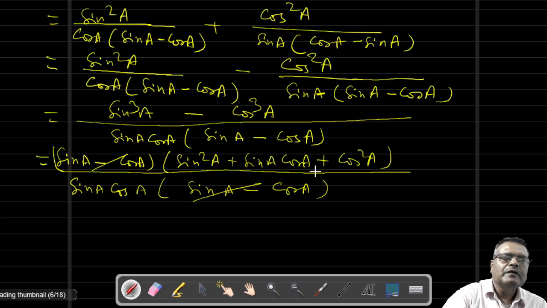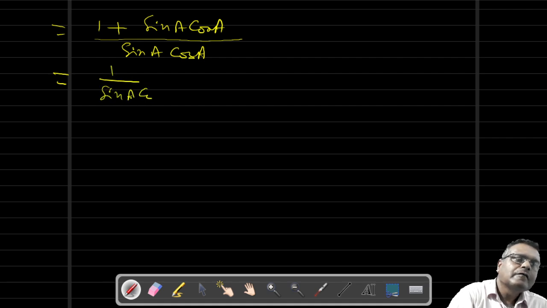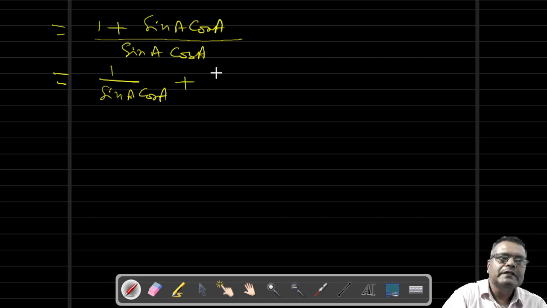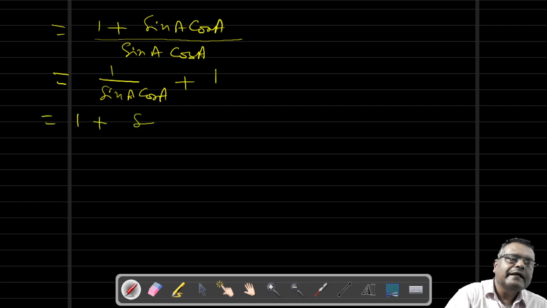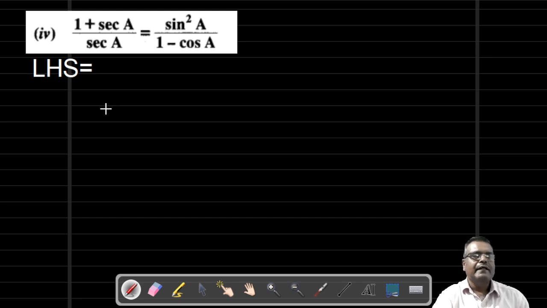This (1 plus sin A into cos A) is divided by sin A into cos A. So 1 by sin A cos A plus sin A into cos A divided by sin A into cos A is 1. So you can write 1 plus, 1 by cos A is sec A and 1 by sin A is cosec A. This only is RHS. Next question is 1 plus sec A divided by sec A.